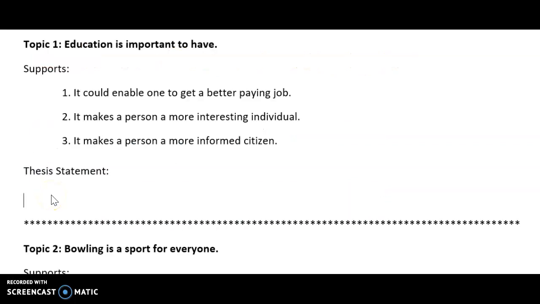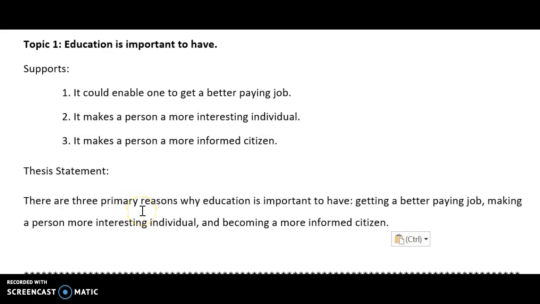Okay, now we're going to put this to practice. We have our topic, education is important to have, and we have our three major points: getting a better paying job, being a more interesting individual, and becoming a more informed citizen. I particularly like the "there are" strategy, which is the second one on your sheet. This is pretty straightforward, so it's easy to remember, and it's pretty accurate. So we're going to go ahead and use that one. There are three primary reasons why education is important to have: getting a better paying job, making a person a more interesting individual, and becoming a more informed citizen.